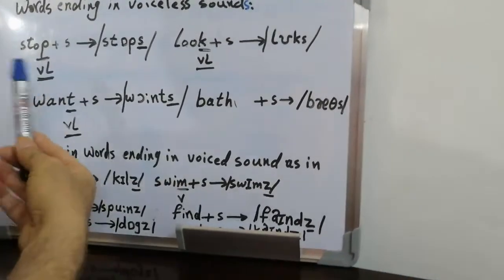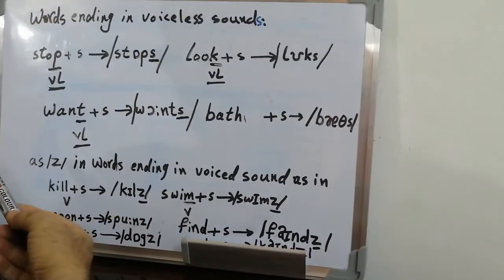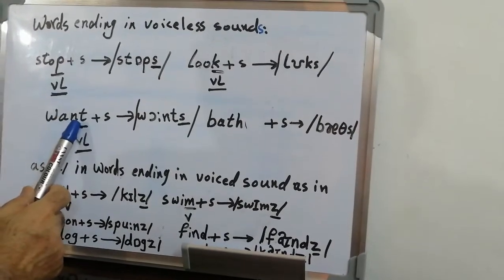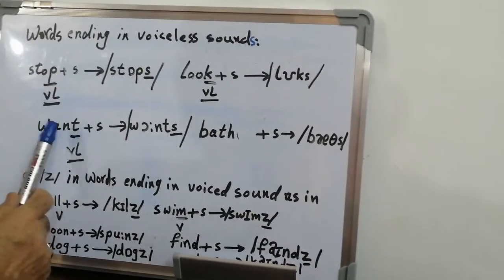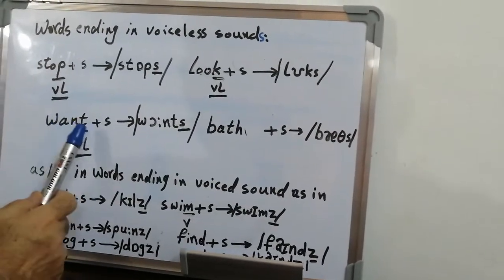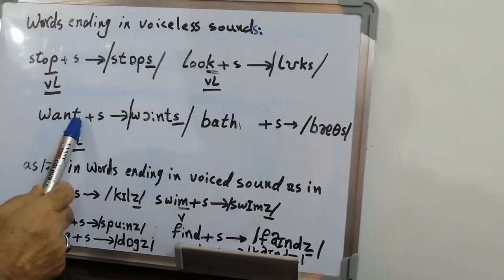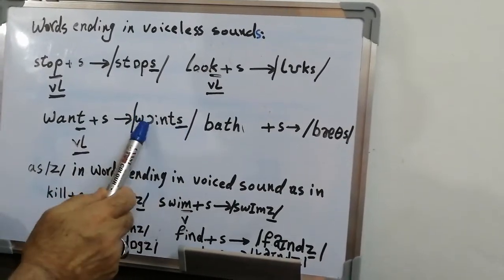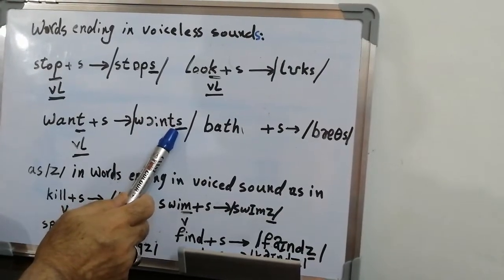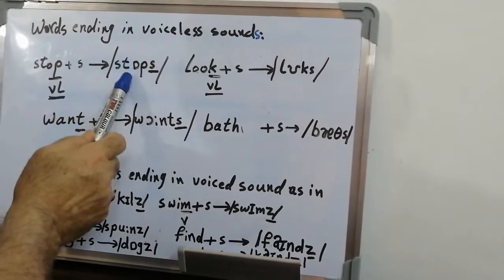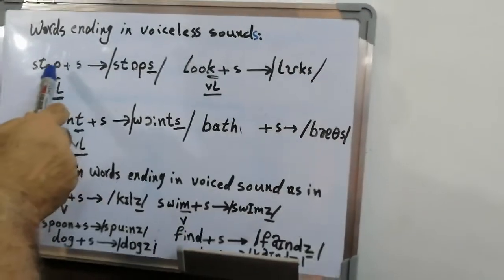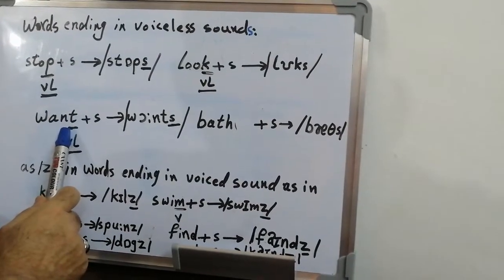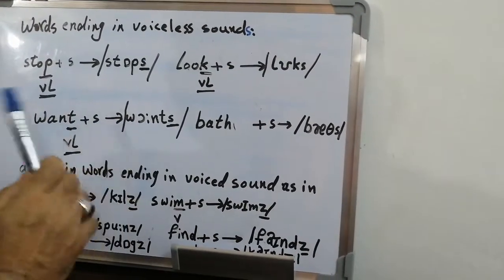Other voiceless sounds where the S is also pronounced as /s/ is the sound t. Here, want can be a noun, want can be a verb. See, it is the same. See here, t is a voiceless sound. When I add S, I pronounce it as /s/. So I say wants, as in stops, or as in looks. So p sound, k sound, t sound. Here we add S, and when we add it, we pronounce it as /s/.